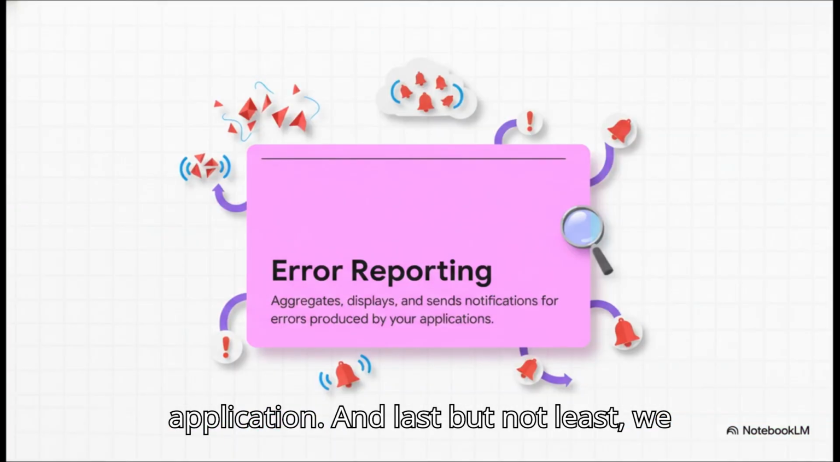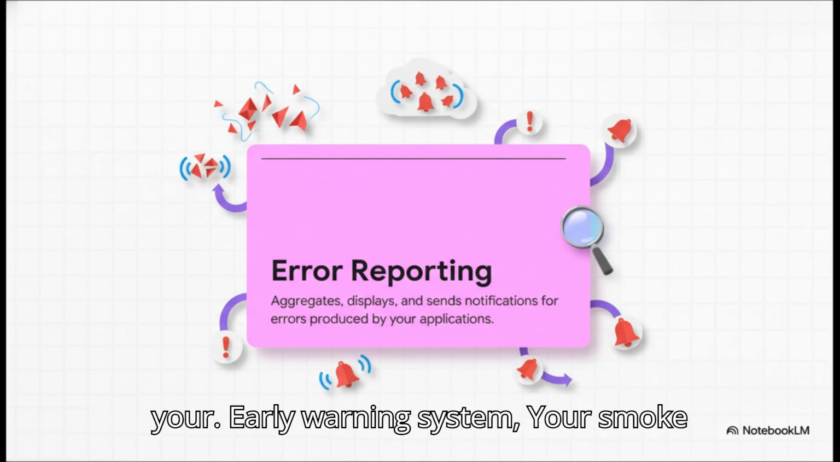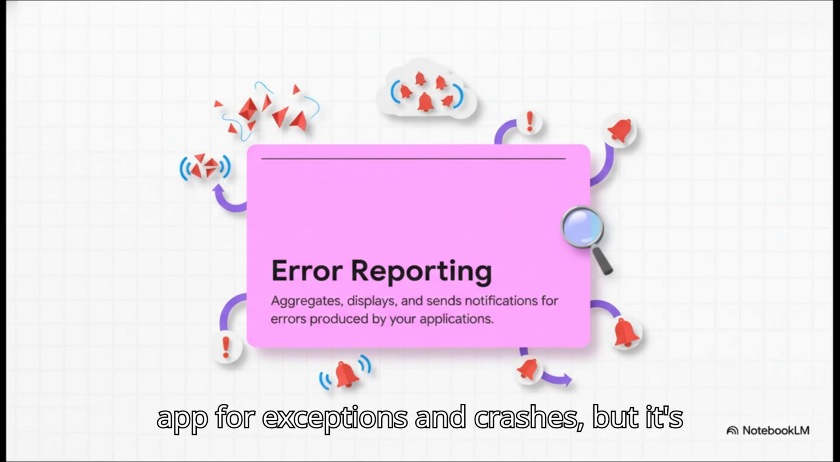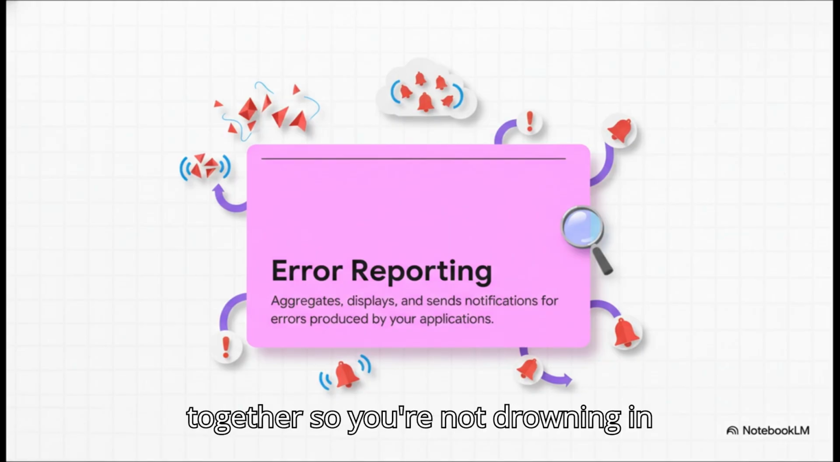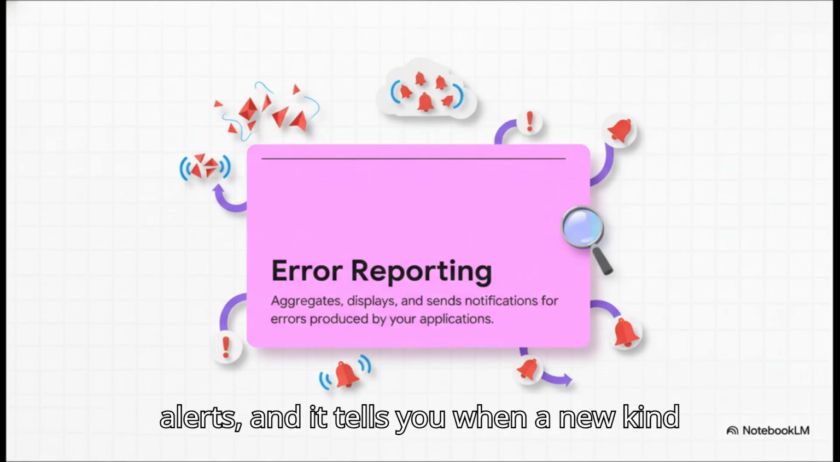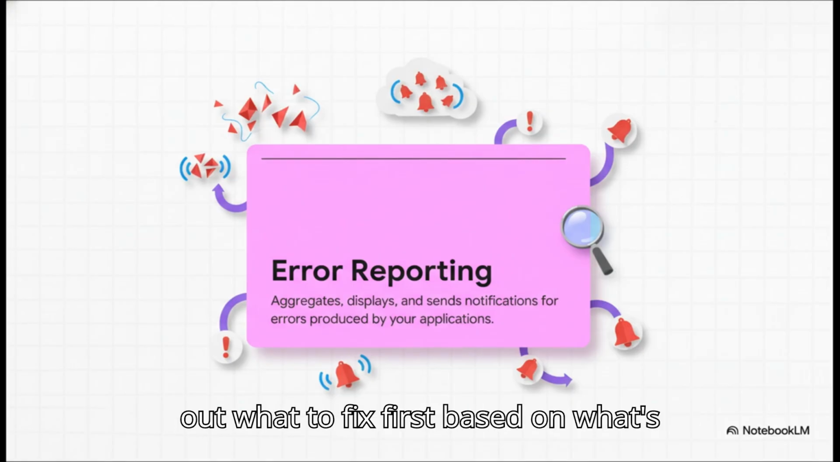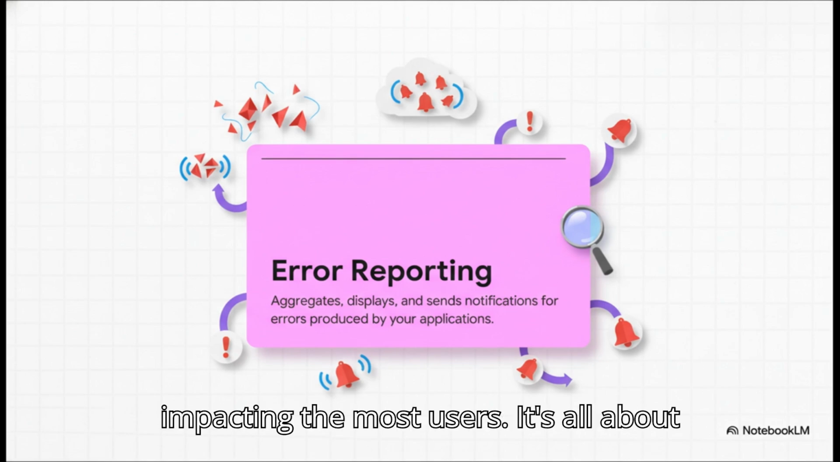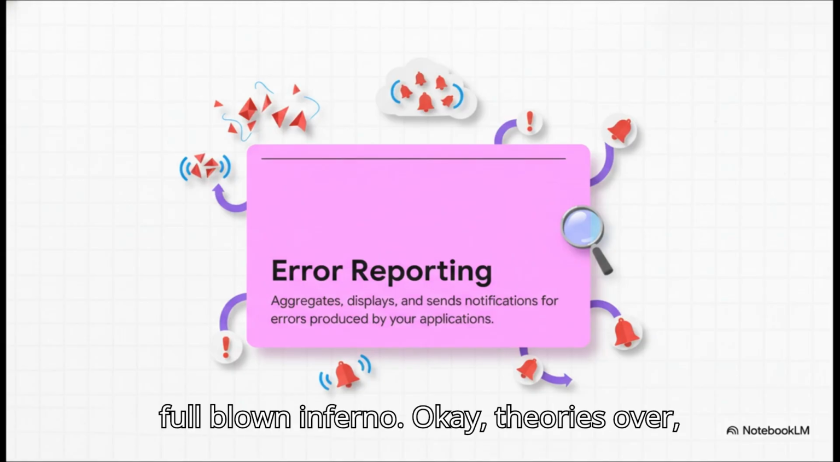And last but not least, we have Error Reporting. Think of this as your early warning system, your smoke detector. It's constantly watching your app for exceptions and crashes, but it's smart about it. It groups similar errors together so you're not drowning in alerts, and it tells you when a new kind of problem pops up. This helps you figure out what to fix first, based on what's impacting the most users. It's all about catching a small fire before it becomes a full-blown inferno.